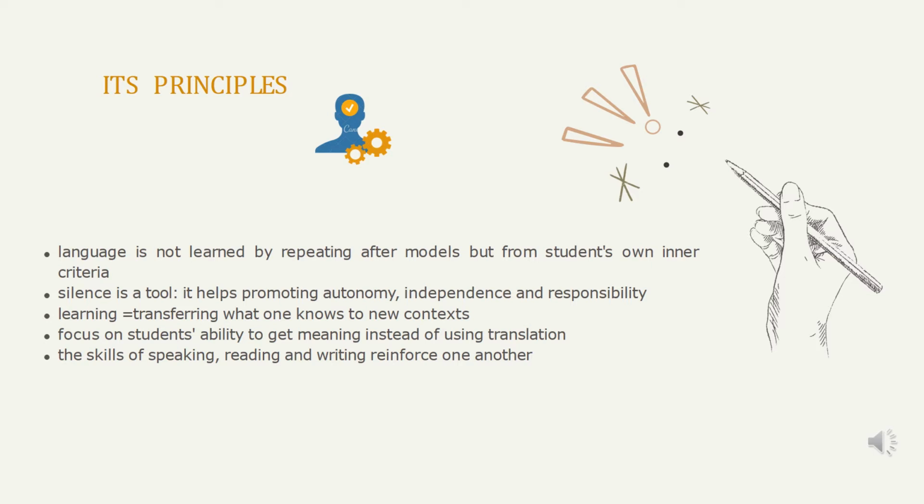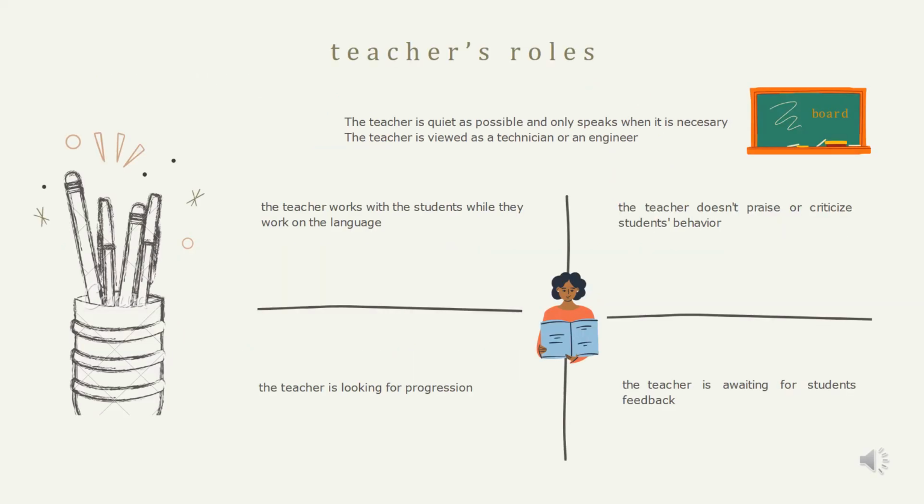The second principle states that learning means transferring what one knows to new contexts. For example, if the students have learned about the tenses, they should be able to use the tenses they have learned in a different situation or context given. The next principle specifies that the silent way focuses on students' ability to get meaning instead of using translation. Next, the skills of speaking, reading, and writing reinforce one another through the process of learning in the silent way method.